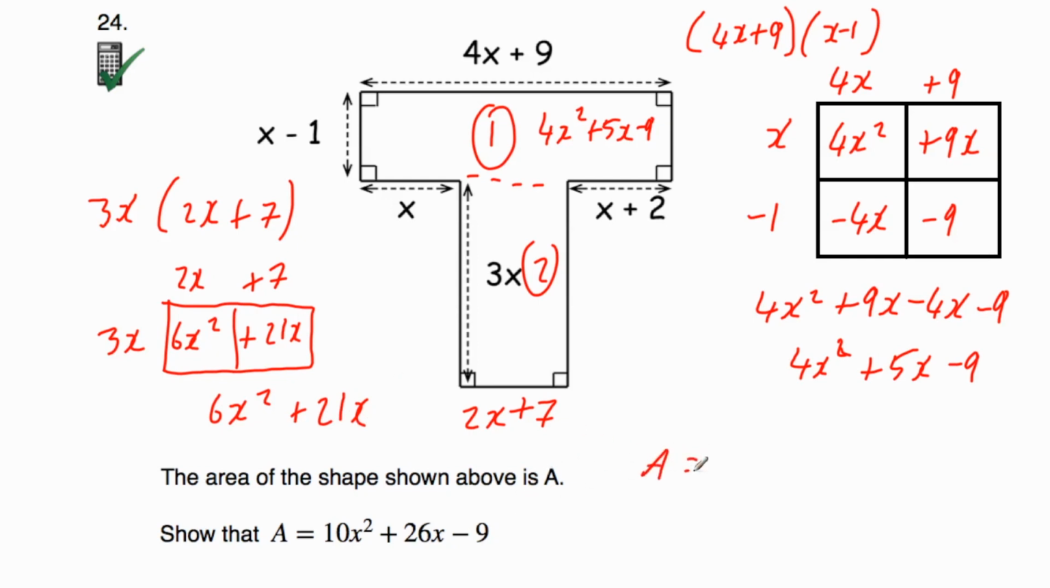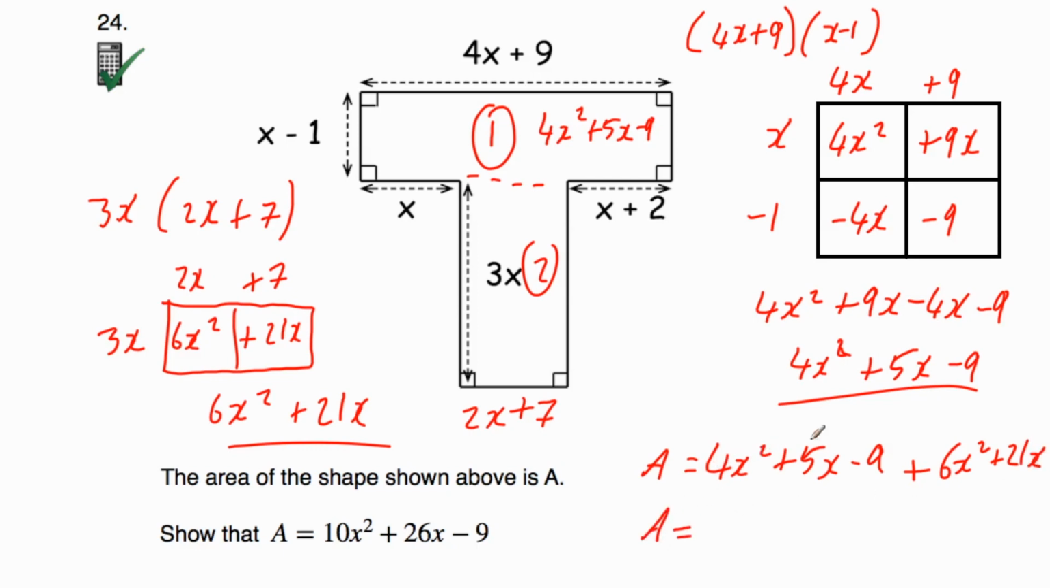So shape A is what we get when we add together the area of rectangle 1, this, plus the area of rectangle 2, which is this. So let's write that down. 4x squared plus 5x minus 9 plus 6x squared plus 21x. So A equals 4x squared plus 6x squared, which is 10x squared. 5x plus 21x would be plus 26x, and then we've got our minus 9. And that's it. We were asked to show that A equals 10x squared plus 26x minus 9, and we've shown it.